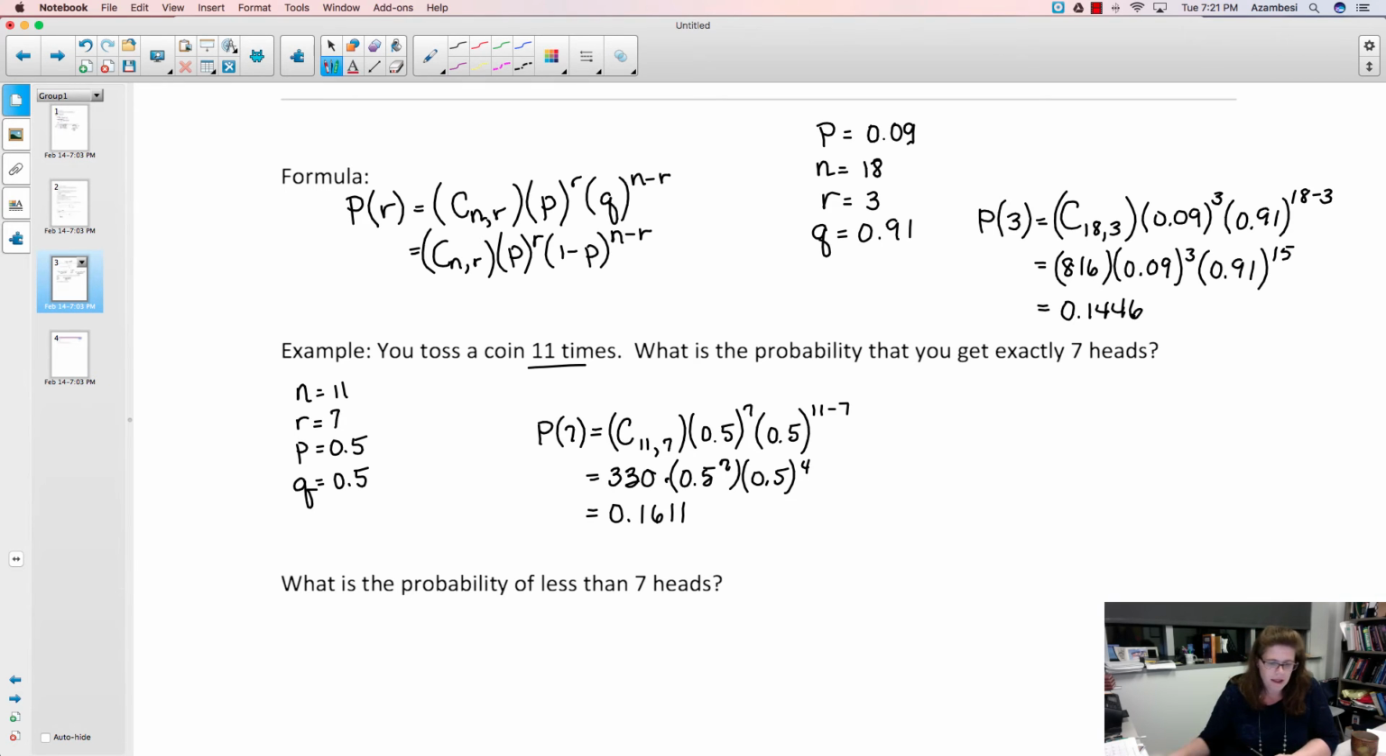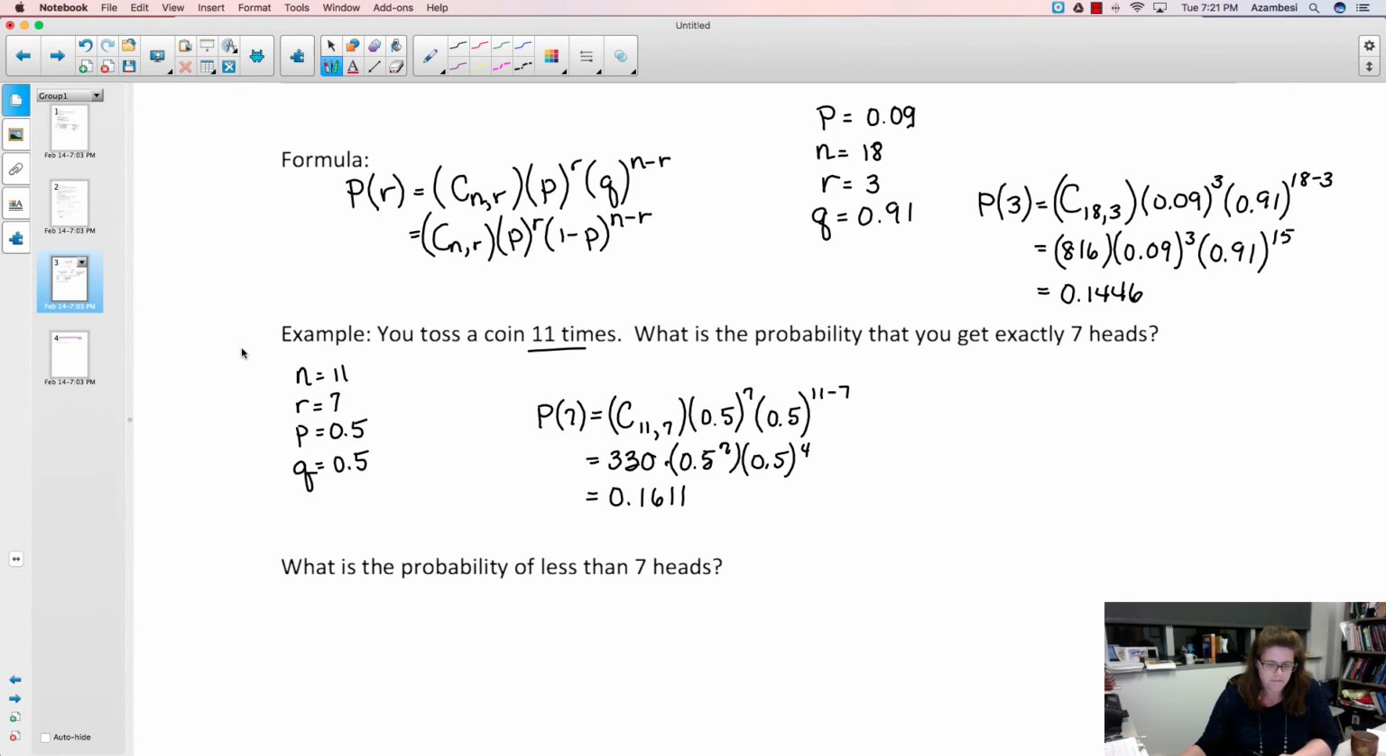Now, what's the probability of less than 7 heads? This time I'm looking for the probability that x is less than 7. With discrete distributions, if you're looking for less than 7, the numbers less than 7 would be 6, 5, 4, 3, 2, all the way down to 0. So this would be the probability of 6 plus the probability of 5 plus the probability of 4, all the way down to the probability of 0. You could get 0 heads.